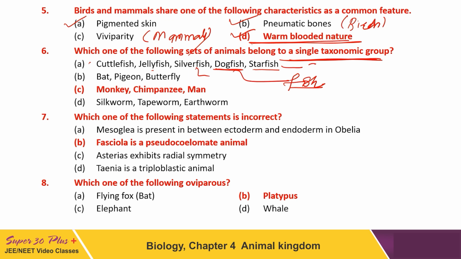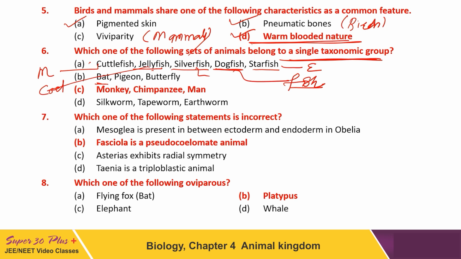This is only true fish. Otherwise, this one is echinoderm. And this one is, what is this? Can you remember? Cuttlefish, that is a mollusk. Jellyfish, this is what? Can you remember? Jellyfish, Aurelia. This is a coelenterate, is it? And silverfish is arthropod. It cannot be the group.